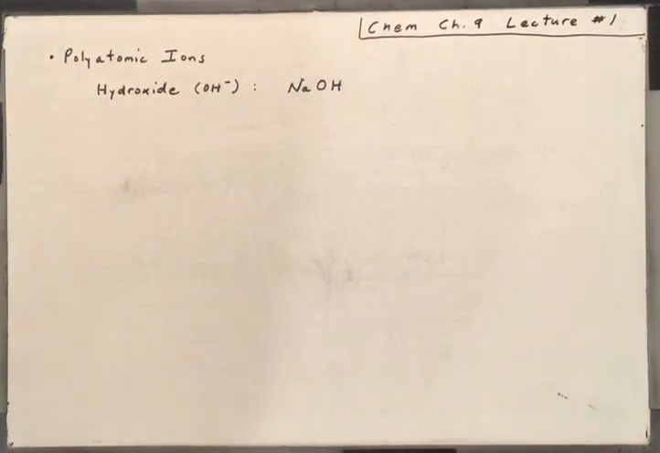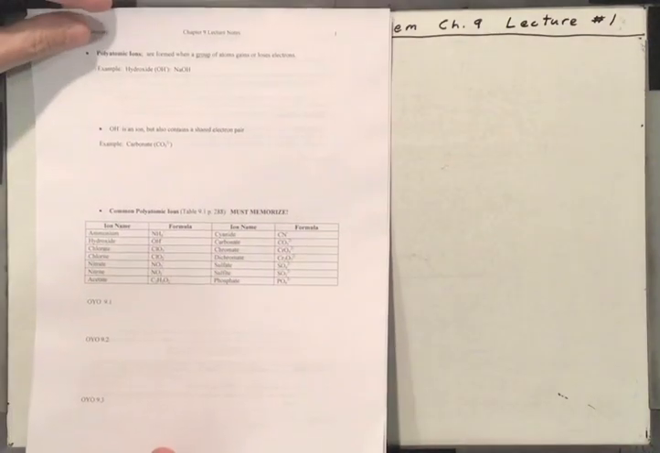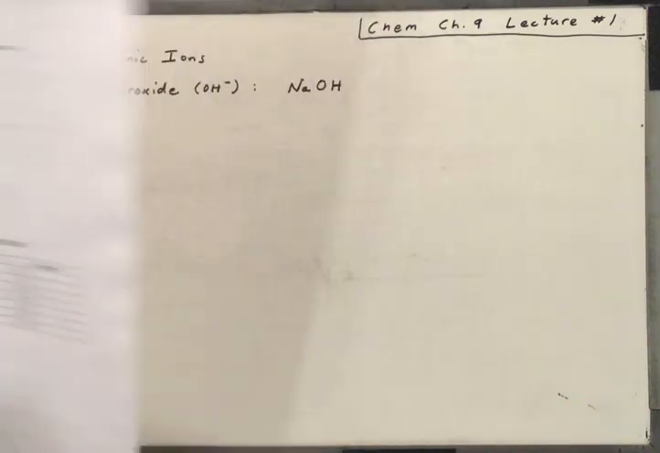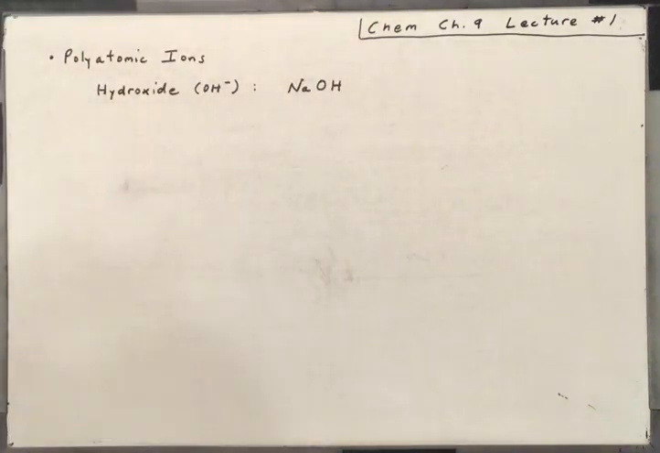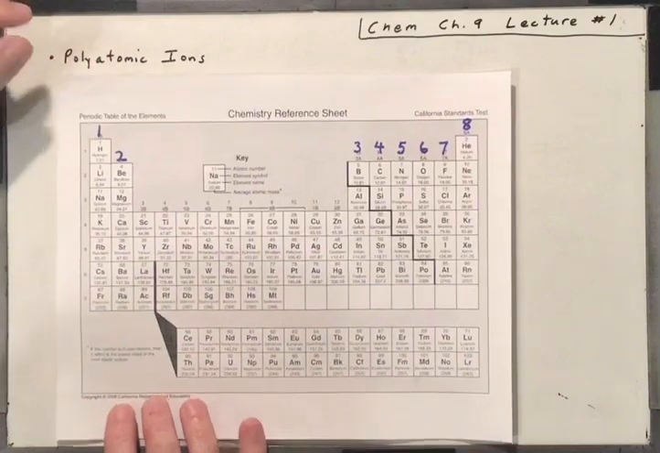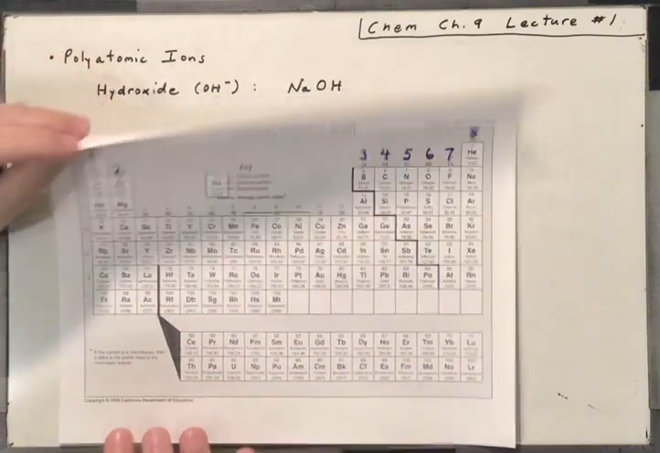All right, this is Chemistry Chapter 9, Lecture 1. For this lecture, you're going to need to have your Chapter 9 notes out. We're going to go through the first 3 pages of your notes. You're going to want to have your book out, and Chapter 9 starts on page, looks like 285, and then have your periodic table ready to go also. No calculator.